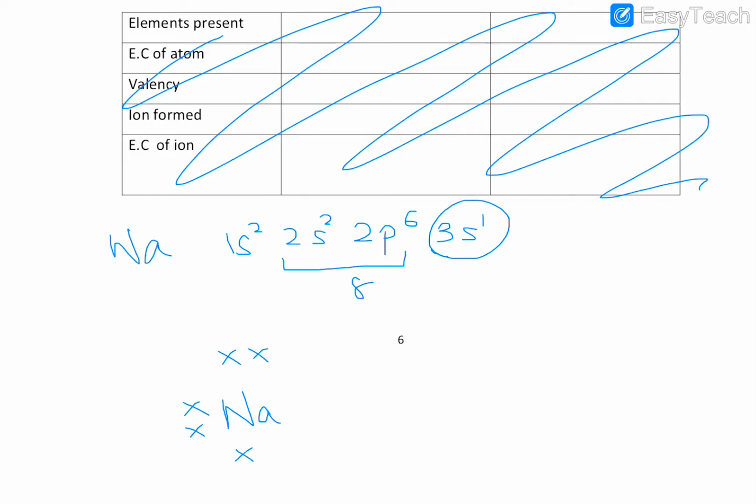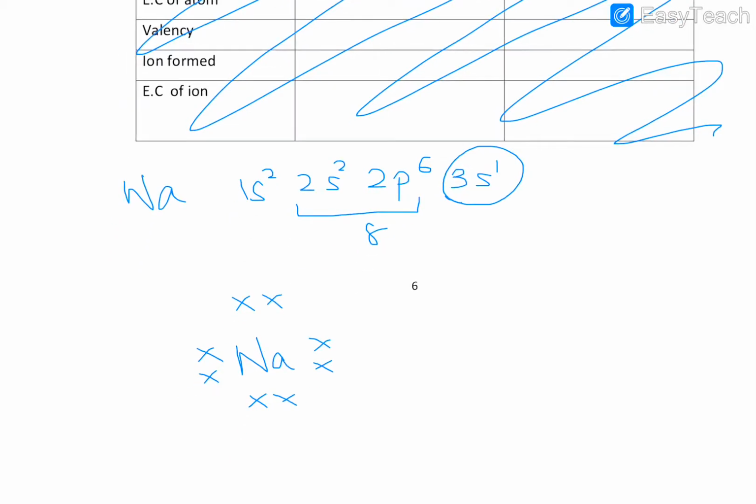We're not using circles anymore to show dot and cross diagrams. Remember in IGCSE we used to use circles. We're not using circles anymore. We're just showing the electrons all around the atom. So it has lost 1 electron, so it will be Na+, like that.